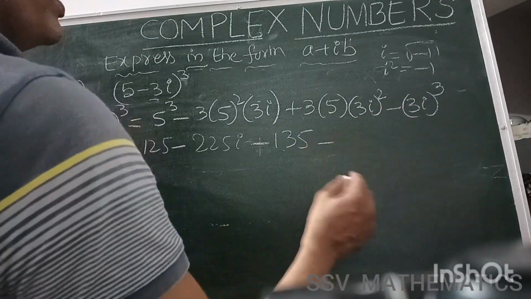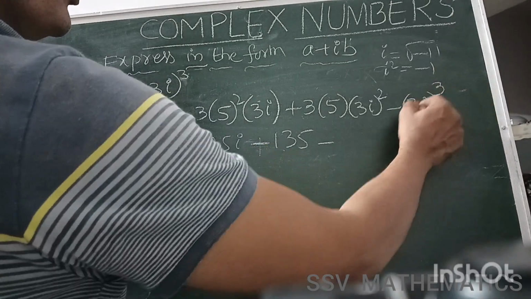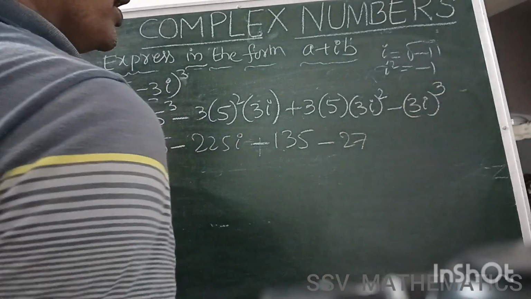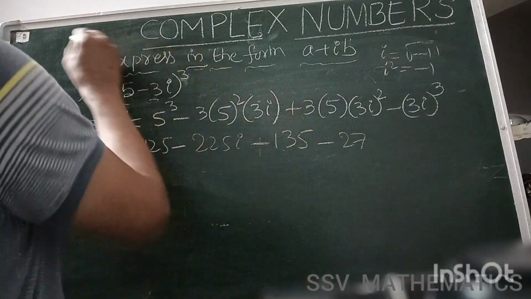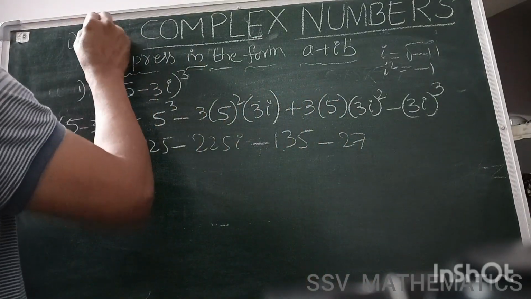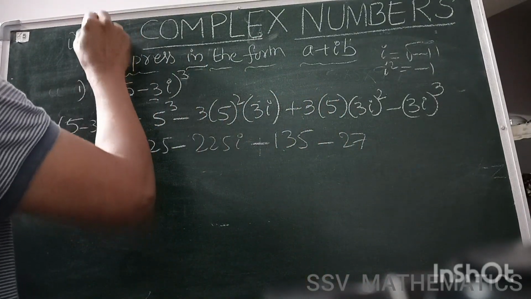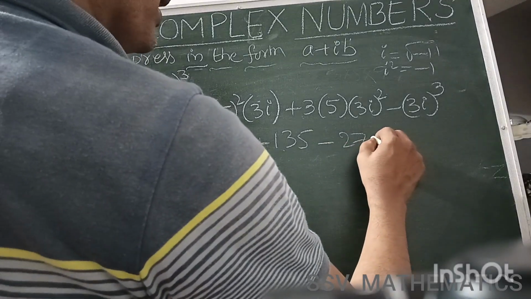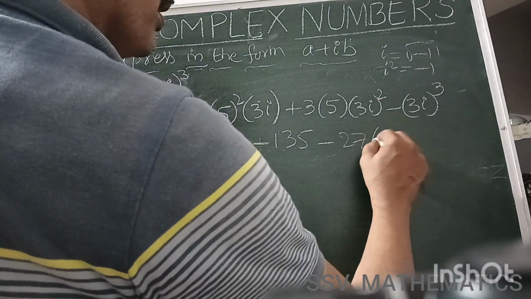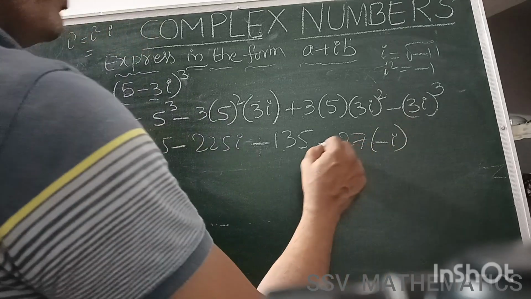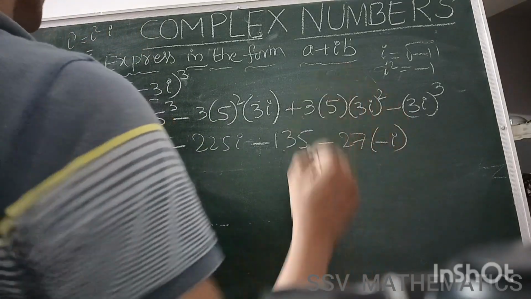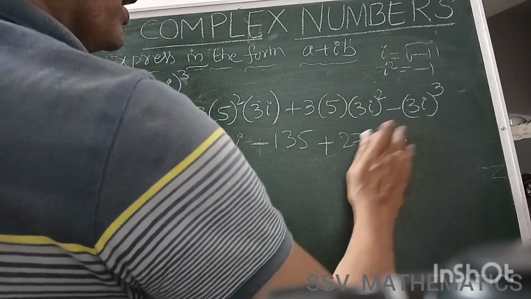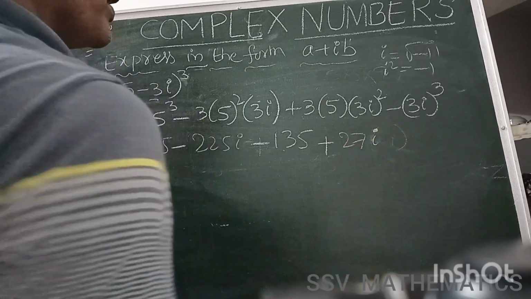Next, minus 3i whole cube. So 3 cube is 27, i cube. i cube is equal to i square into i. i square is minus 1, so minus 1 into i is minus i. So minus 27 into minus i, minus into minus is plus, 27i.